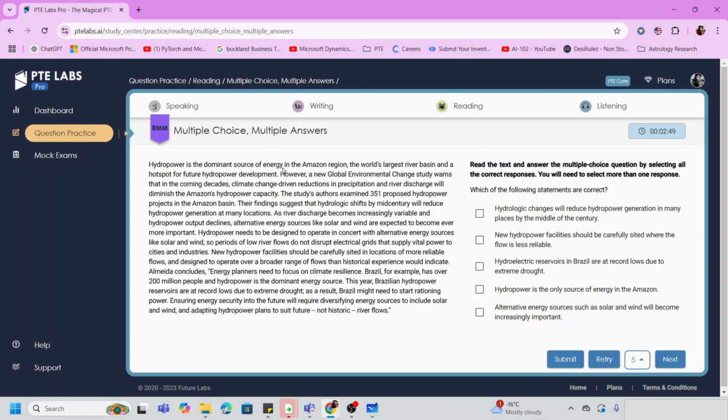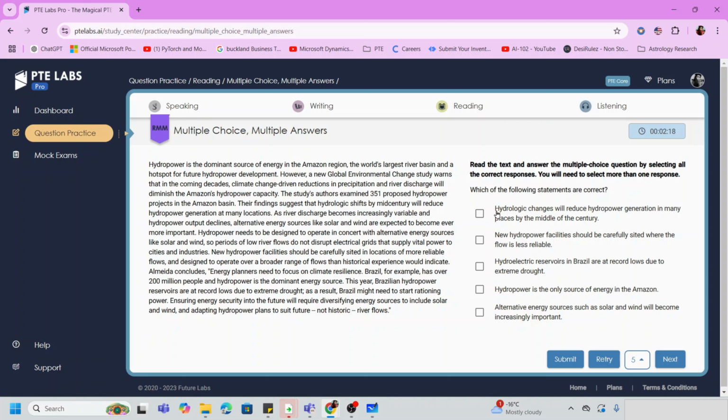Hydropower is the dominant source of energy in the Amazon region, the world's largest river basin and hotspot for future hydro development. However, a new study warns that in the coming decades, climate change-driven reductions in precipitation and river discharge will diminish the Amazon's hydropower capacity. The study's authors examined hydropower projects in the Amazon basin. Their findings suggest the hydrologic shift by mid-century will reduce hydropower generation at many locations. Okay, so we have read 3 or 4 lines. Let's try to answer some questions.